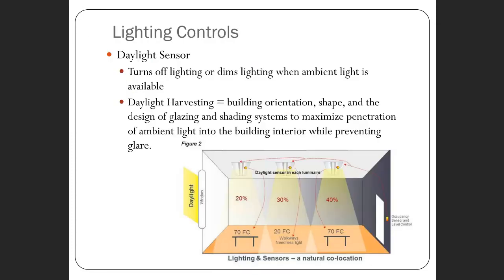Right, part of lighting is also lighting control. Again, if we're going to have some natural light coming in, we want to have control of the artificial light sources so they dim in response to the availability of natural light.